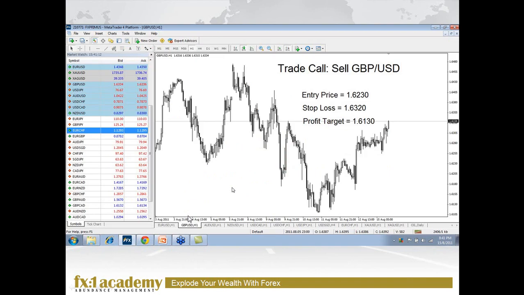I just want to show you, this was a live trade call that was set up inside the weekly market outlook. I gave a trade call to sell the pound dollar, entry price 162.30, stop loss 163.20, and the profit target at 161.30.